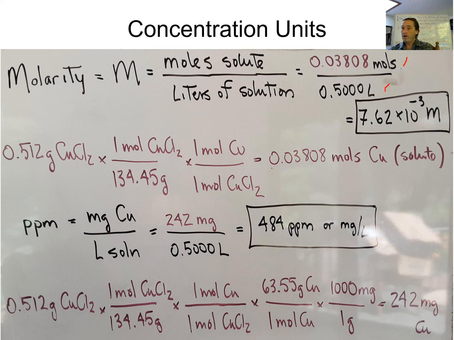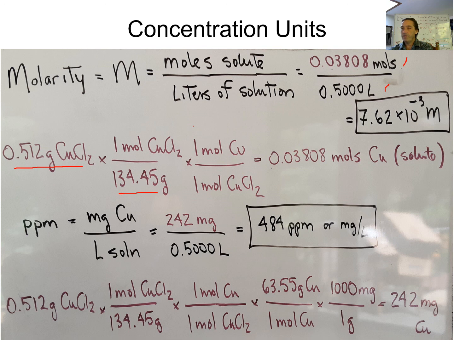So I start with my grams. This is what I know. I have 0.512 grams of copper chloride. I use the molar mass. I use the periodic table to add up the masses of all of these elements, and I get the molar mass of 134 grams per 1 mole.